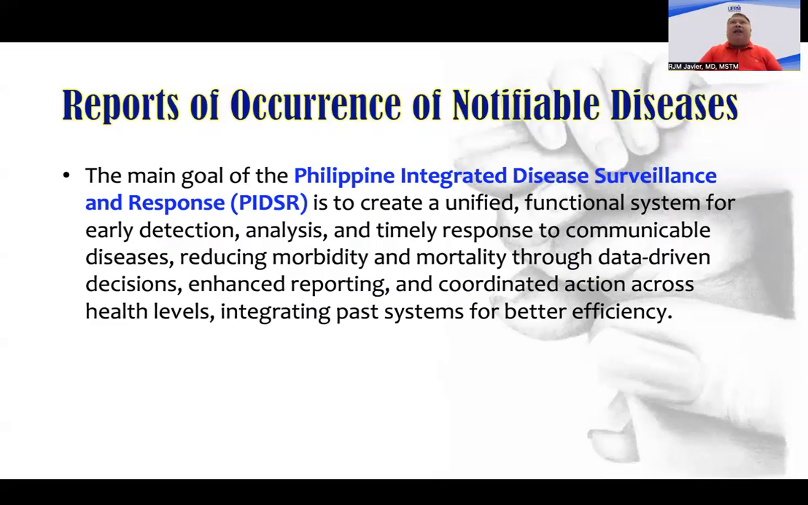efficiency. Now, you need to understand that the PIDS-R has been in place even before the COVID-19 pandemic because we have been diligently looking into all potentially fatal and epidemic prone conditions. And from a public health perspective, it is imperative that we are able to alert, let's say, the population at large if there is a potential epidemic that may happen in their locality.